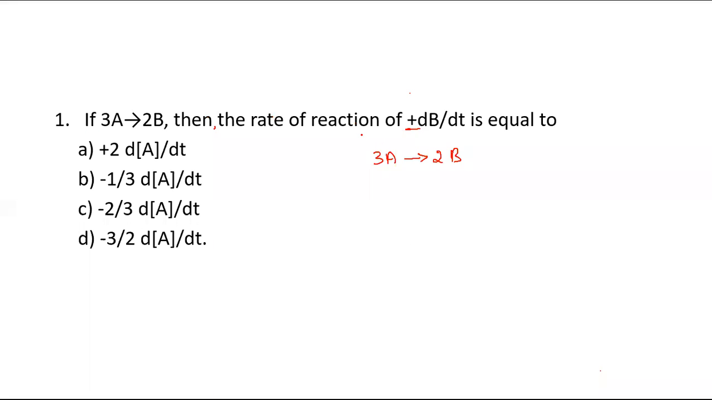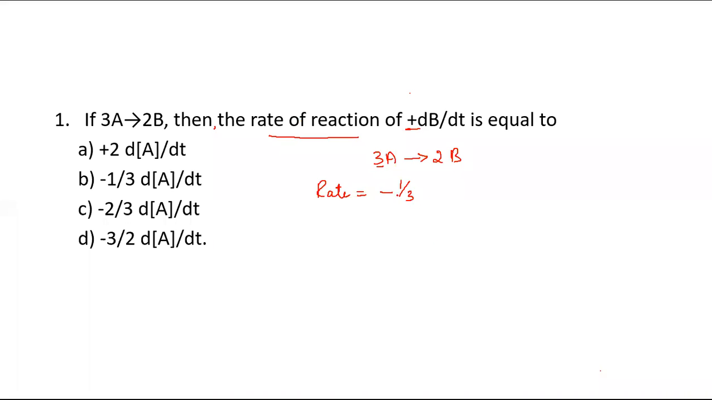The rate of a reaction, plus dB by dt, that means they are talking about the product, P, is equal to... So there are a few options. Before going to the options, first we will write the rate expression. Here they have mentioned the rate of a reaction. So how do we write the rate of a reaction? See, rate is equal to, if we have any coefficient here, a negative sign is for the reactant, 1 by 3. If we have any coefficient while expressing the rate, we have to take its fraction.